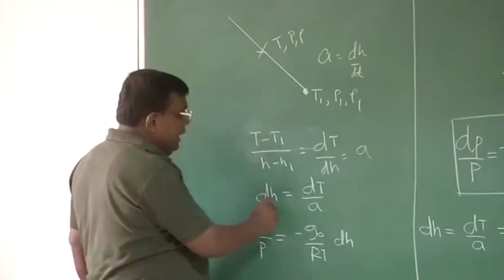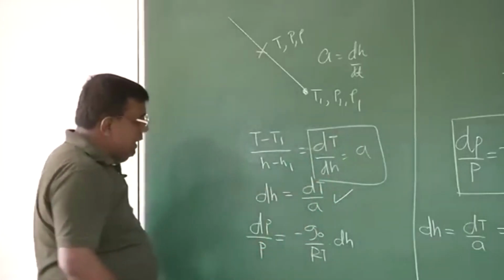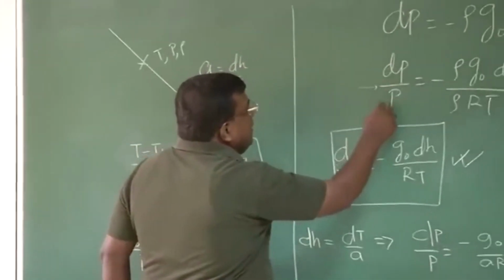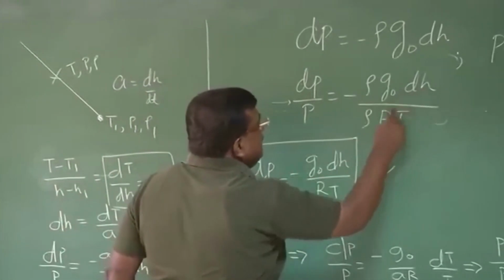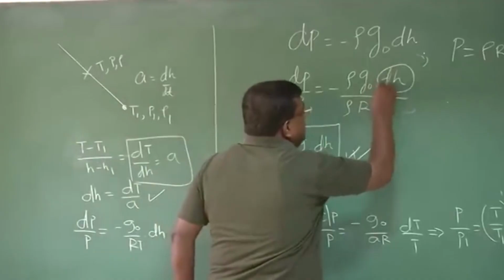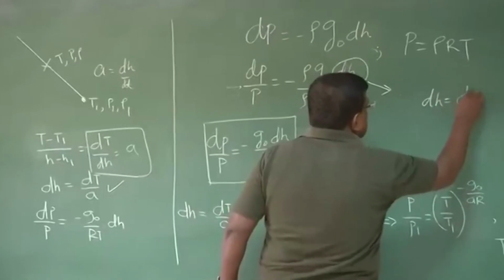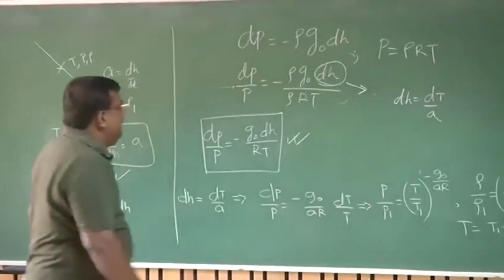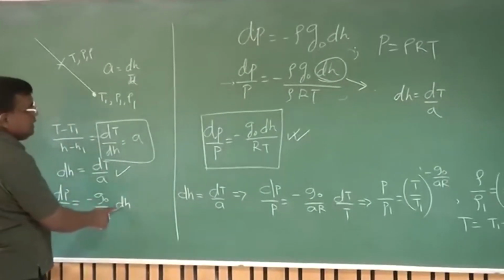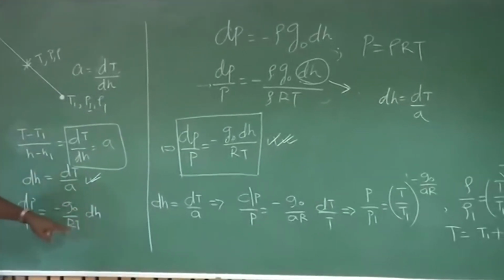So dh I can write as dt divided by A from this relationship. Once I write that, I can write dp by p. See here, dp by p is what? dp by p is rho g0 dh by rho RT. So now I substitute dh equal to dt by A. If I write that, then I get dp by p is equal to minus g0 by RT into dh, right? So dp by p is minus g0 dh by RT.